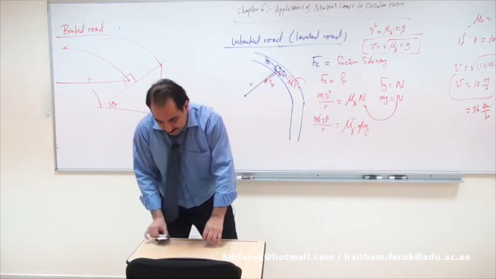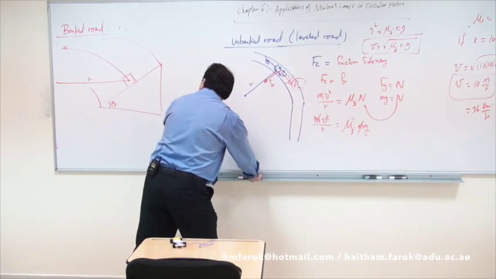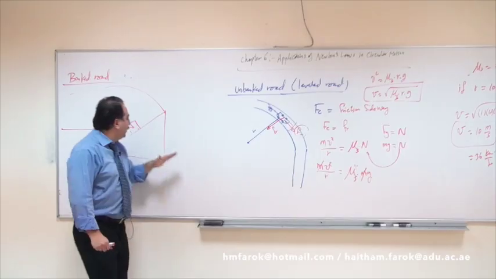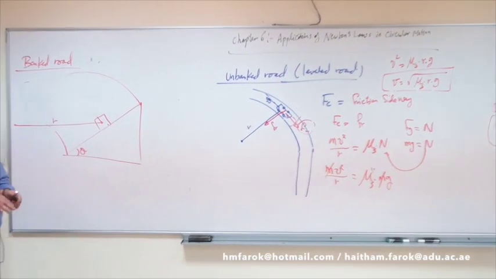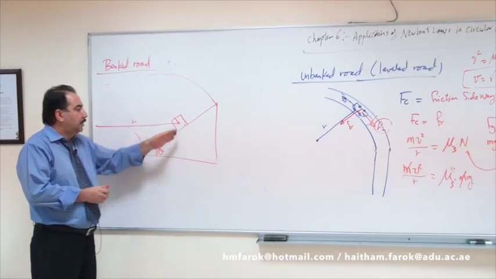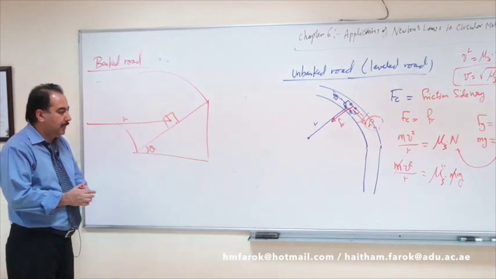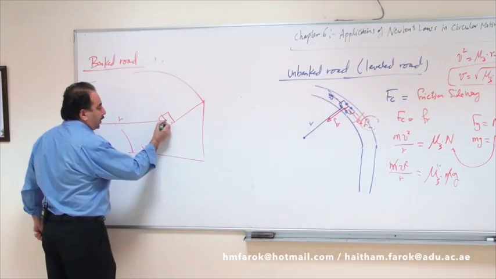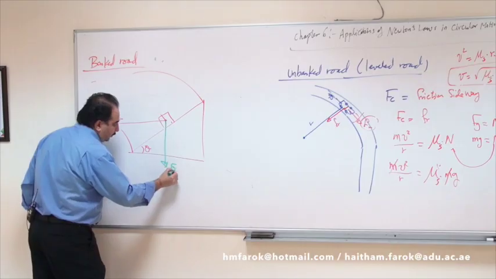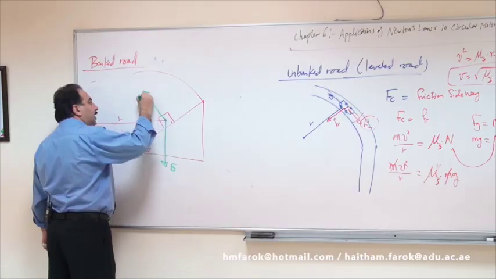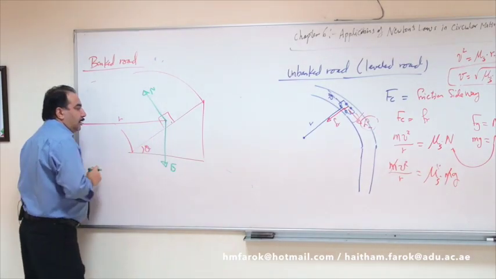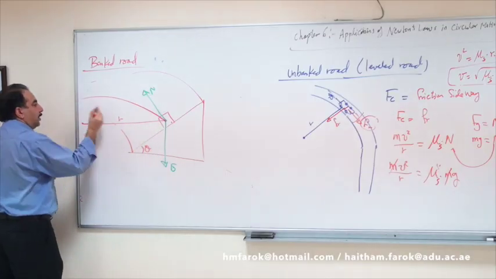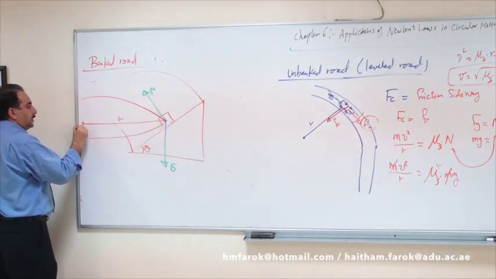Let's do it on the board. If you have an object on an incline, what are the two standard forces? Fg and normal, yeah? So Fg, perpendicular on the ground, and normal perpendicular on the surface. Yeah. Now, where is the circle? It's here, in this plane. And this is the center.